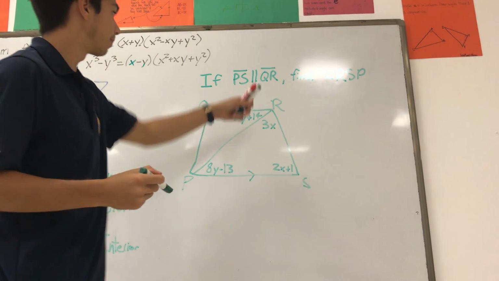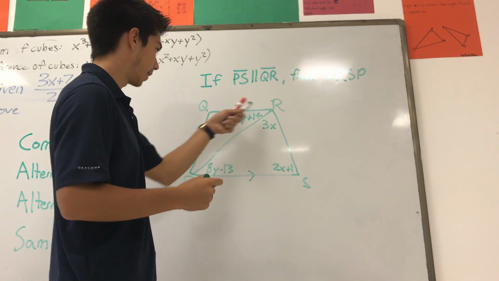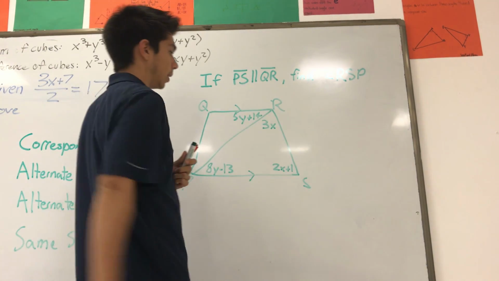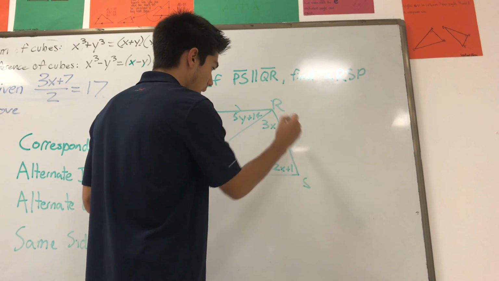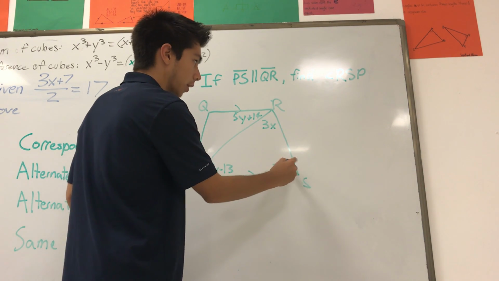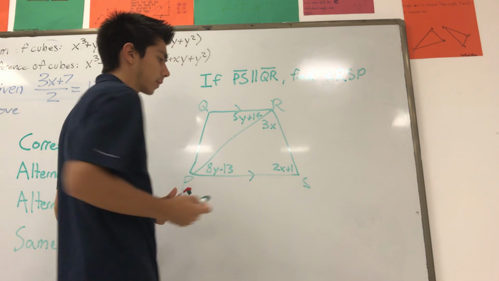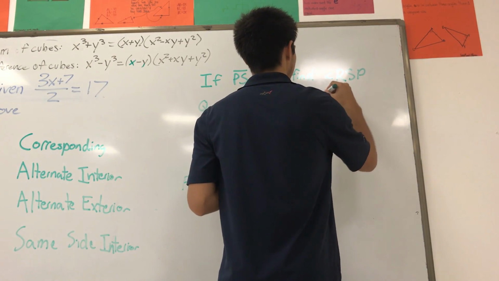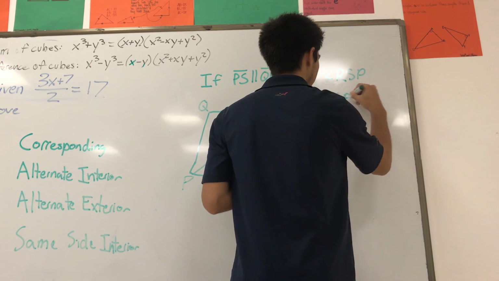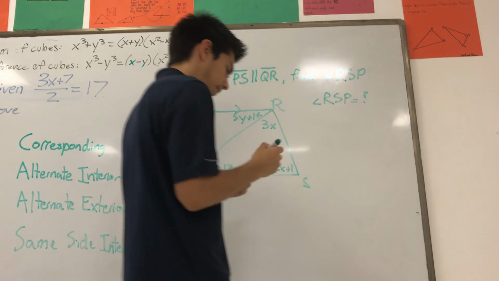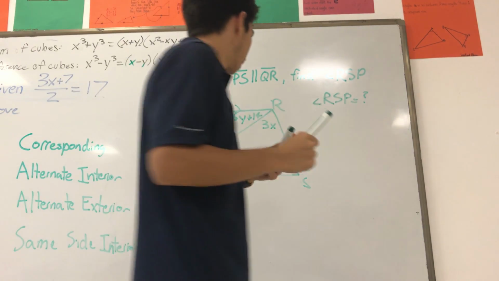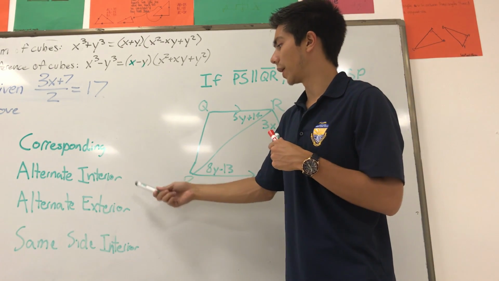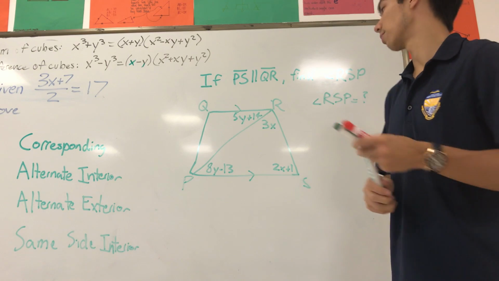If PS is parallel to QR, so I have two parallel lines right there. We need to find the angle RSP. So I'm really looking for the measure of this angle. That is our final goal. We know we're not done until we find RSP equals something. So again, just like all the problems we're doing, we're going to look for some combination of these angles to start off with to help us out.